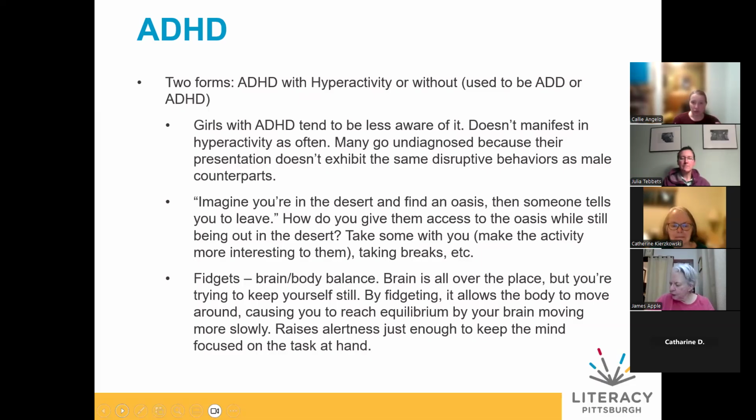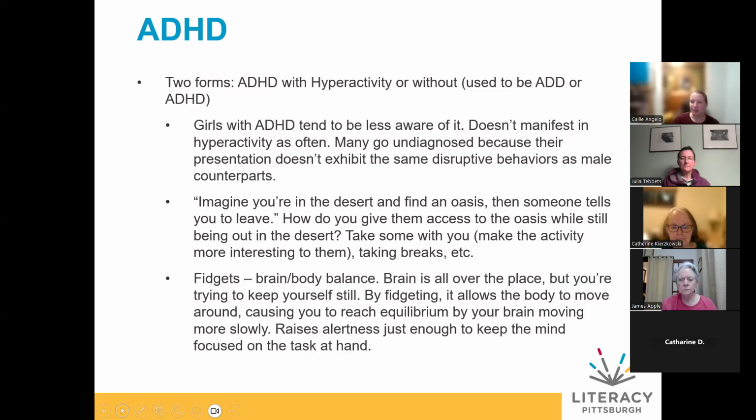So a few notes here. The stereotypical ADHD that we've been trained to see, the kind of always running around, can't sit still kind of person, is a very gendered stereotype. We have been finding out more recently that girls with ADHD tend to be less aware of it and underdiagnosed because it doesn't manifest as frequently with that hyperactivity. Many go undiagnosed because their presentation doesn't exhibit the same disruptive behaviors as their male counterparts.